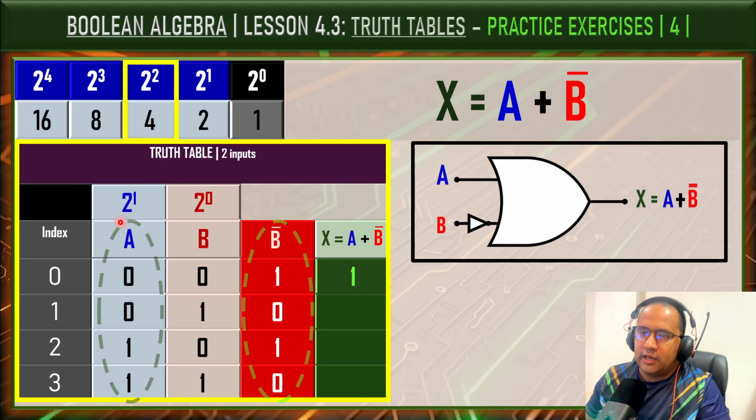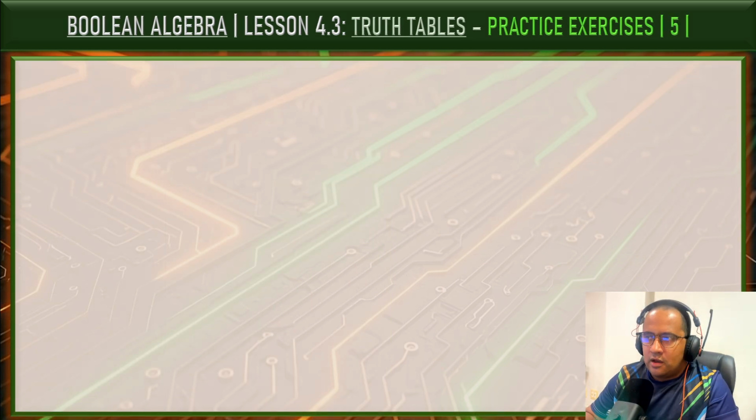For row 1, A equals 0 and B complement equals 0. We have the combination 0 or 0, which results in an output 0. For row 2, we have the combination 1 or 1, so the output is equal to 1. For the last row, we have the combination 1 or 0, which results in an output 1, okay? Good job if you got that right. Let's continue with another exercise.